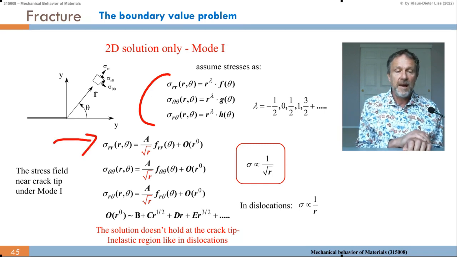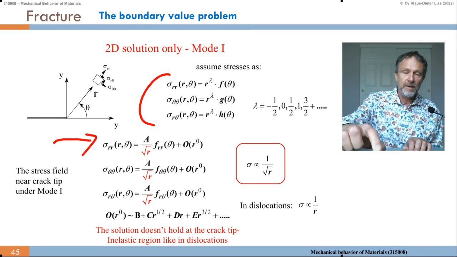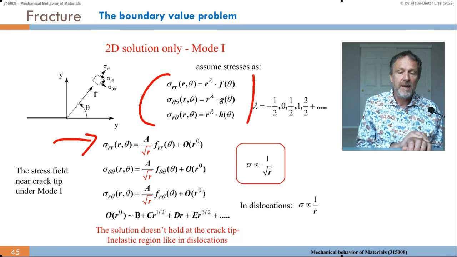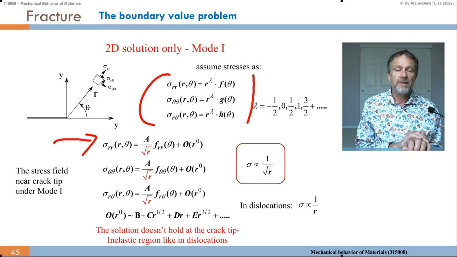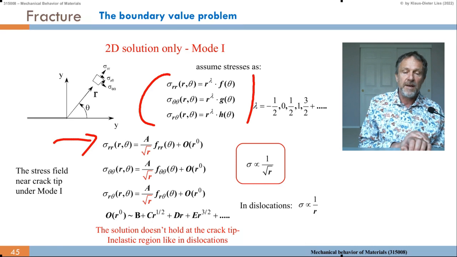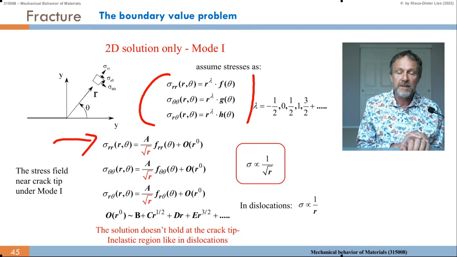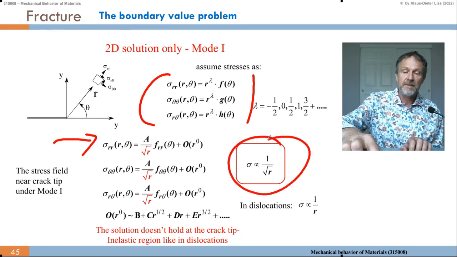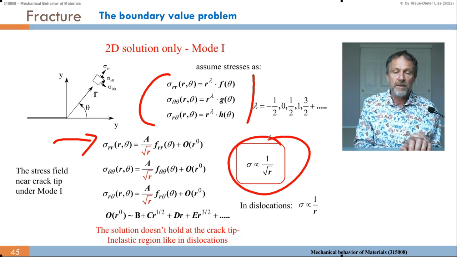to sigma r of r and theta equals some integration constant A over square root r times f_rr of theta. So we call them now f, g, h, or f_rr, f_theta theta, f_r theta, different nomenclature, plus some terms of order r to the 0. So we see it scales with 1 over square root r. And this is for all the three components: the stress scales with 1 over square root of r.